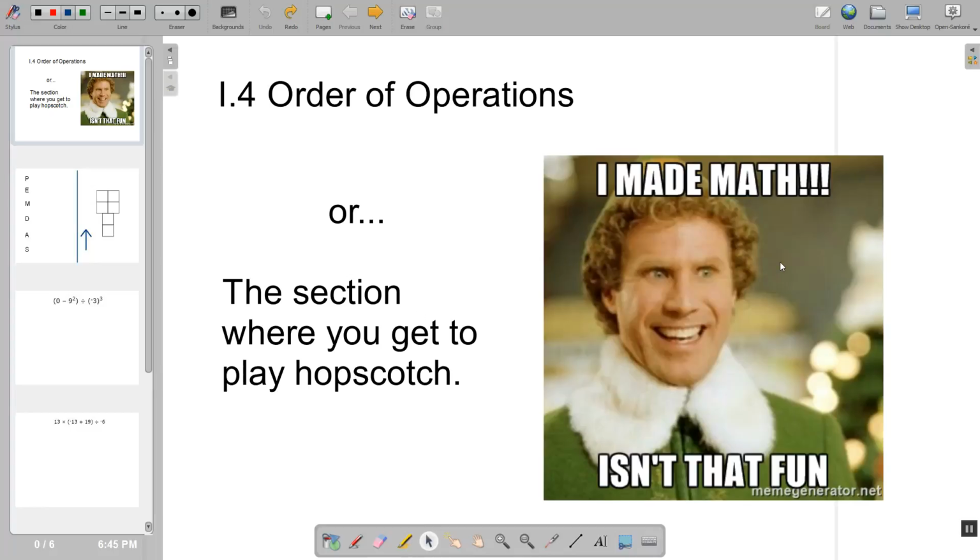Welcome to the fourth section of this choice board, which covers orders of operations. My students like to call this section the one where we get to play hopscotch. And I always felt like every section was really fun and exciting, but my students told me that this one was definitely more fun and exciting than other sections, mainly because of the hopscotch.